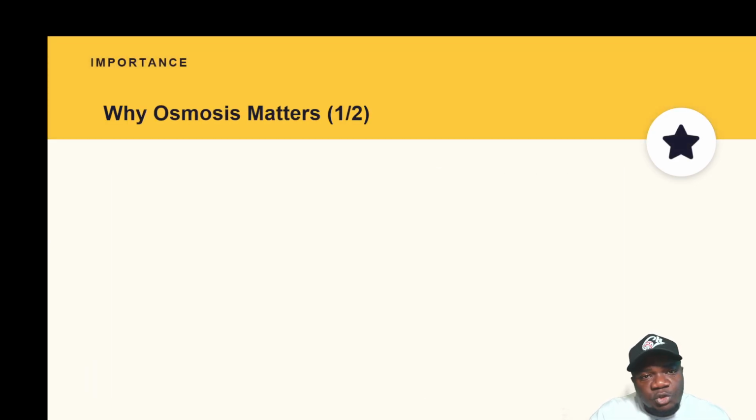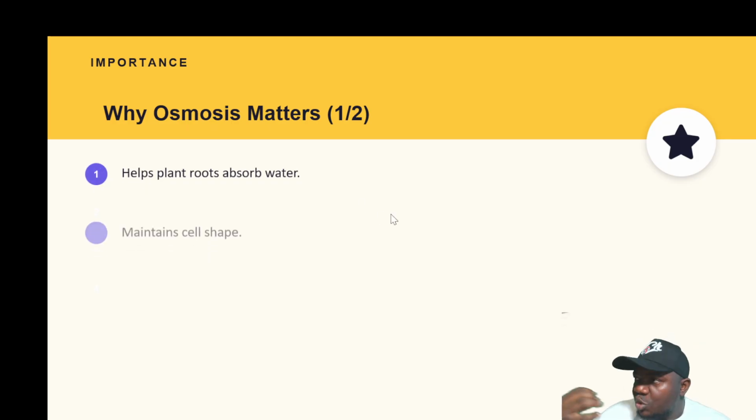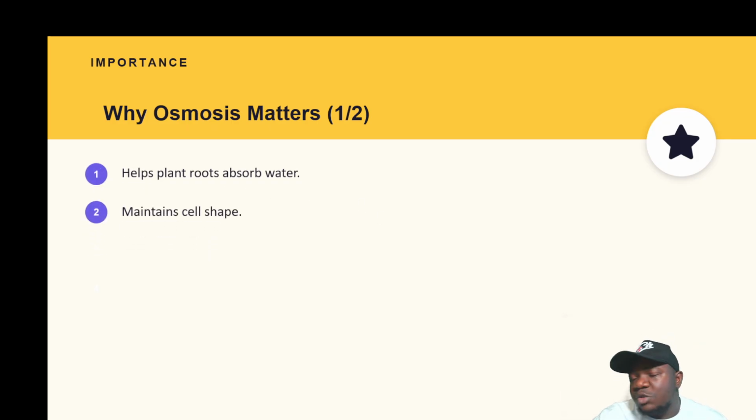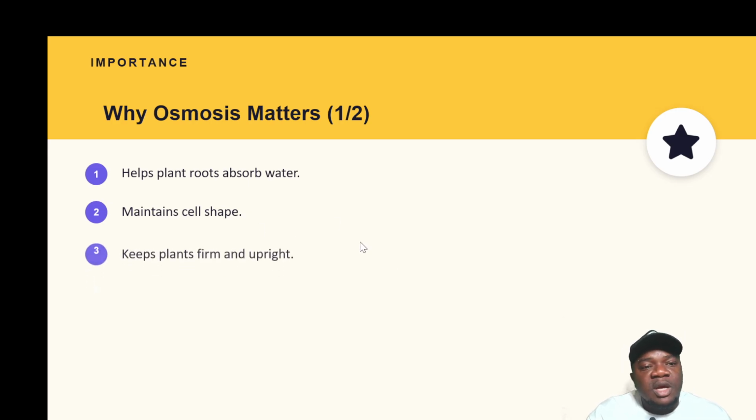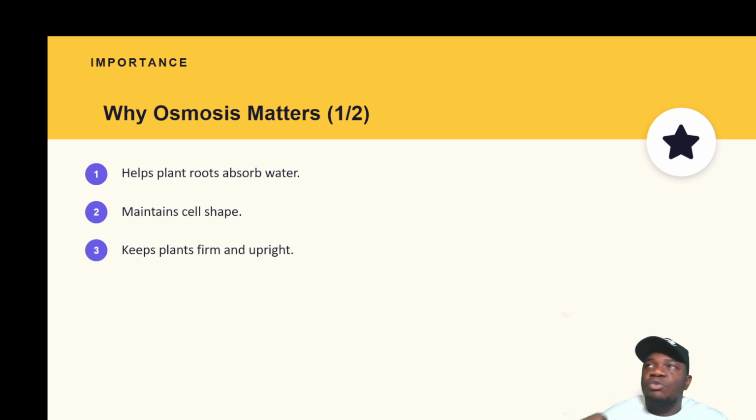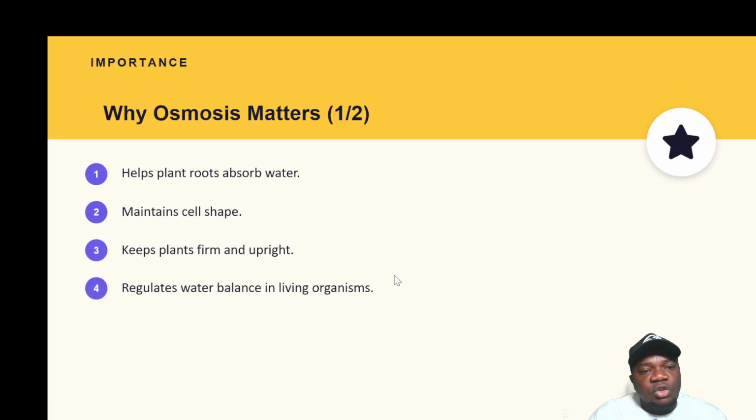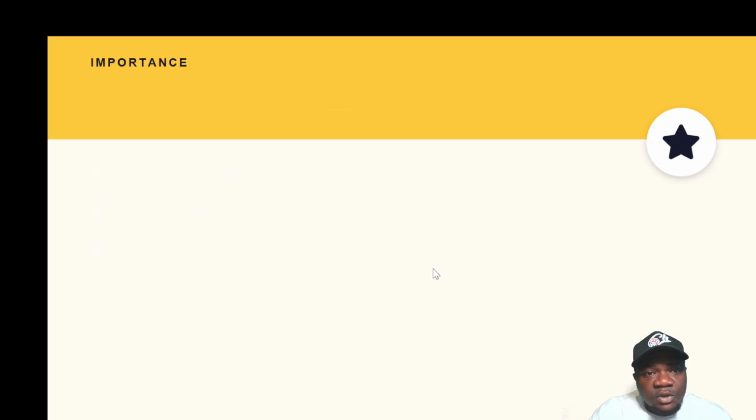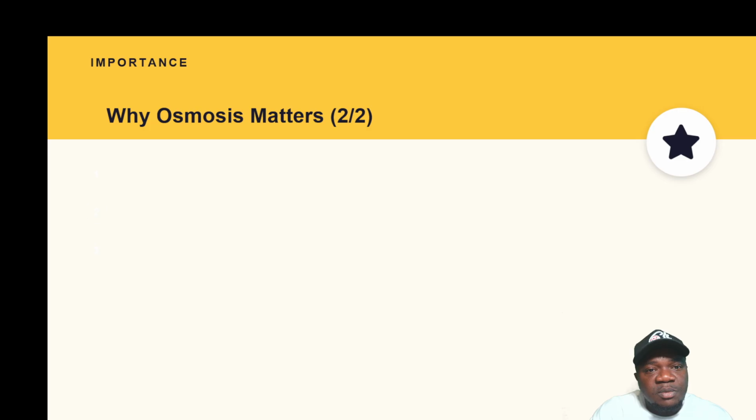Okay, now let's see the importance of osmosis. So why does osmosis actually matter? One, it helps plants absorb water from the soil for them to perform well. And this helps the plant maintain its cell shape, and it keeps the plant firm and upright. So once it's upright, it can easily trap sunlight for photosynthesis. And it regulates water balance in living organisms, just like the term you use is homeostasis, in osmoregulation, regulating the water balance in an organism.